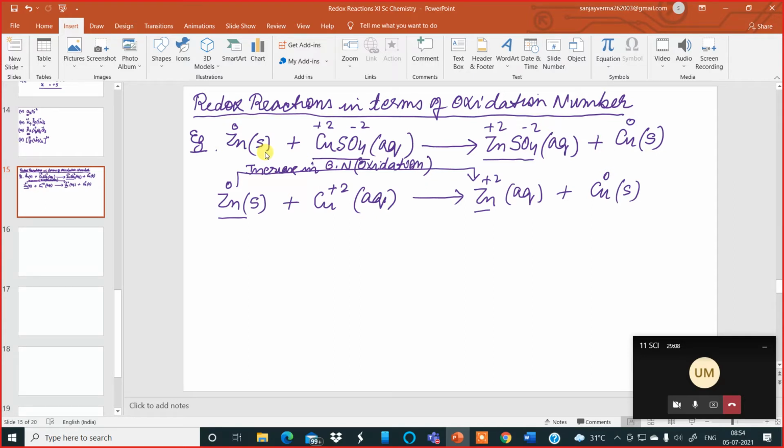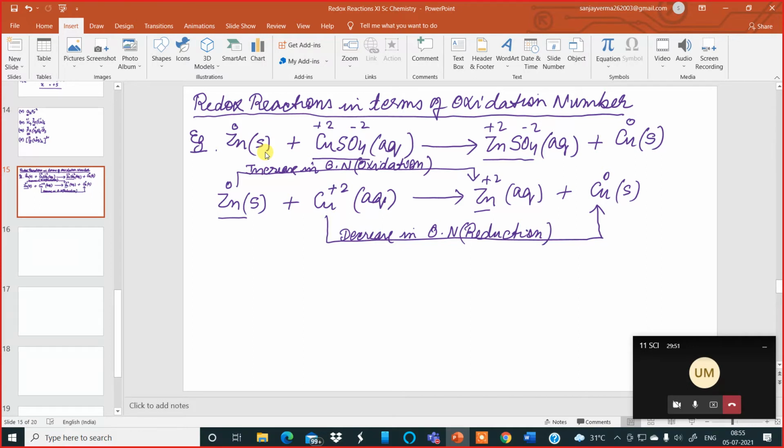Now look at the other thing over here, the copper ion. This copper ion is becoming copper metal. So this +2 oxidation number is becoming 0. Is this an increase or decrease? Tell me. It is decreasing. Very good. +2 is becoming 0, so I'll write over here, decrease in O.N., where O.N. means oxidation number. Decrease in oxidation number, remember boys, is called reduction.